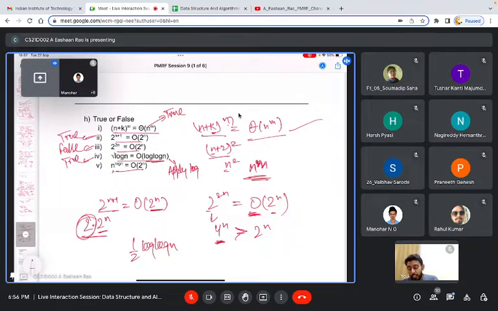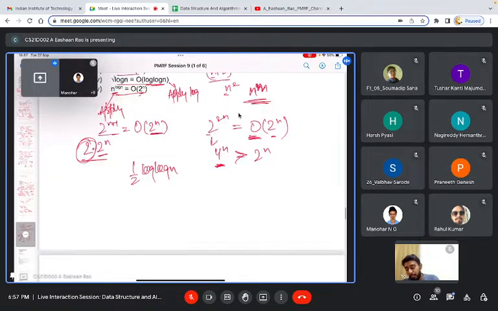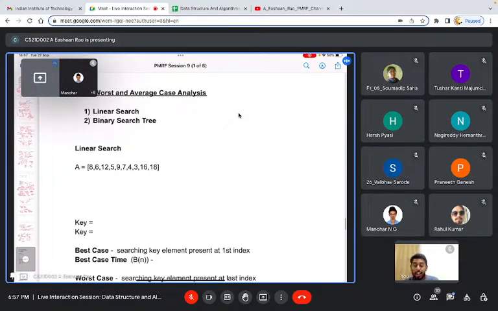Similarly, if you try to apply log here, you will have to see whether 2 raised to n is actually less than or greater than whatever value you are finding here. If it holds, then we can say that big O of 2^n is correct. Okay, now we'll go to best case, worst case, and average case analysis.